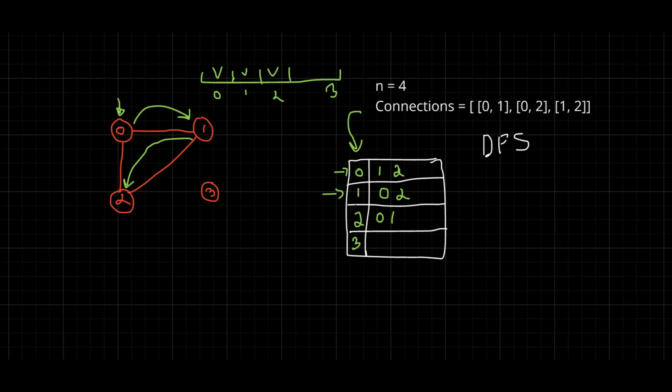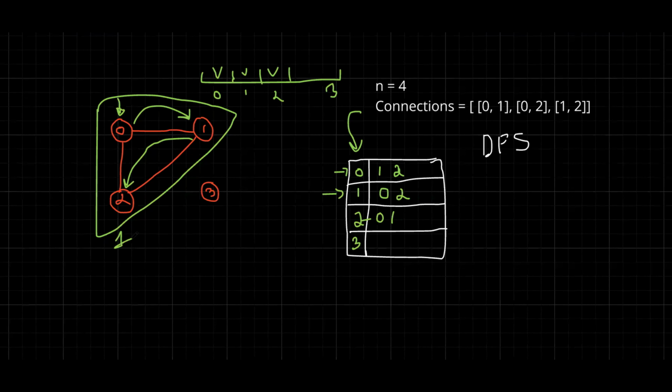Now from 2, we will go back to 0 and 1. But unfortunately, 0 and 1 are already visited. So the first iteration of the DFS started and ended in this portion of the graph. So it is the number of DFS calls: 1.